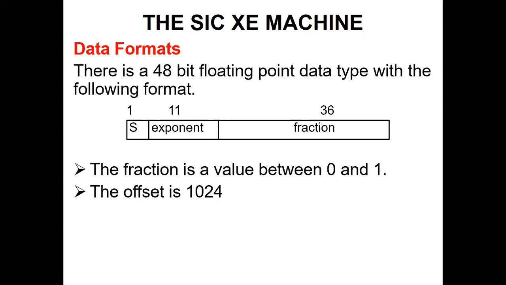Maybe I can pause there because this is important. For integers, the SIC/XE and the simple SIC are the same. Every integer is 3 bytes. If it is negative, it is stored using the 2's complement format. Can you work out and tell me how you will store a negative 12?